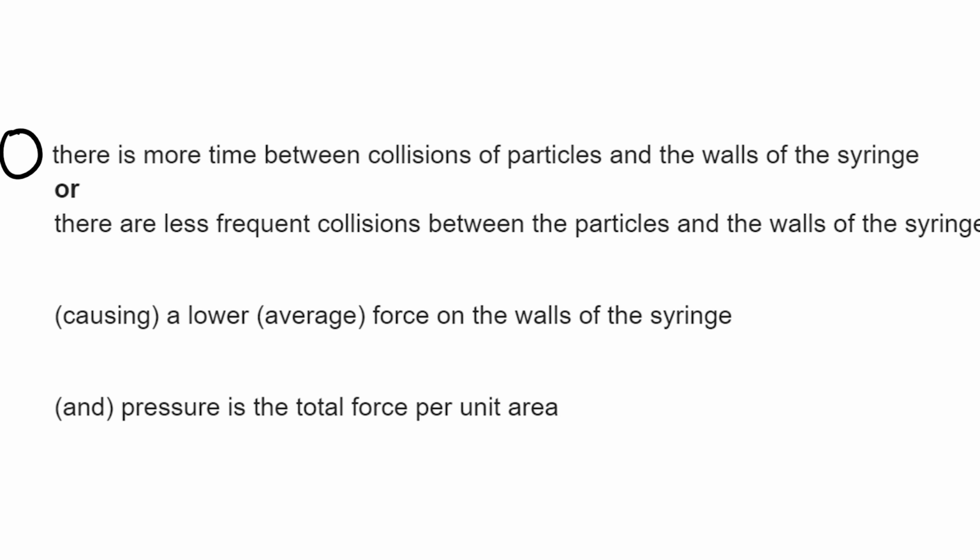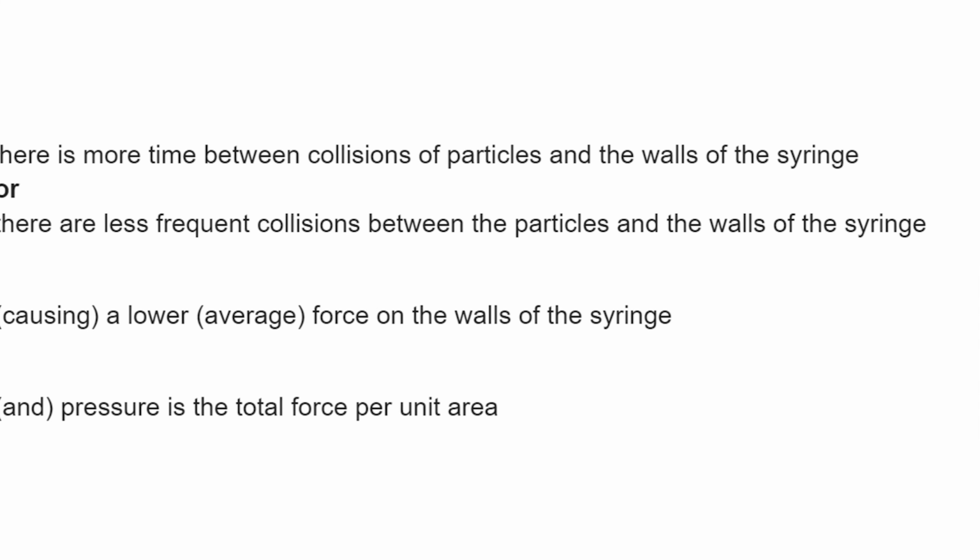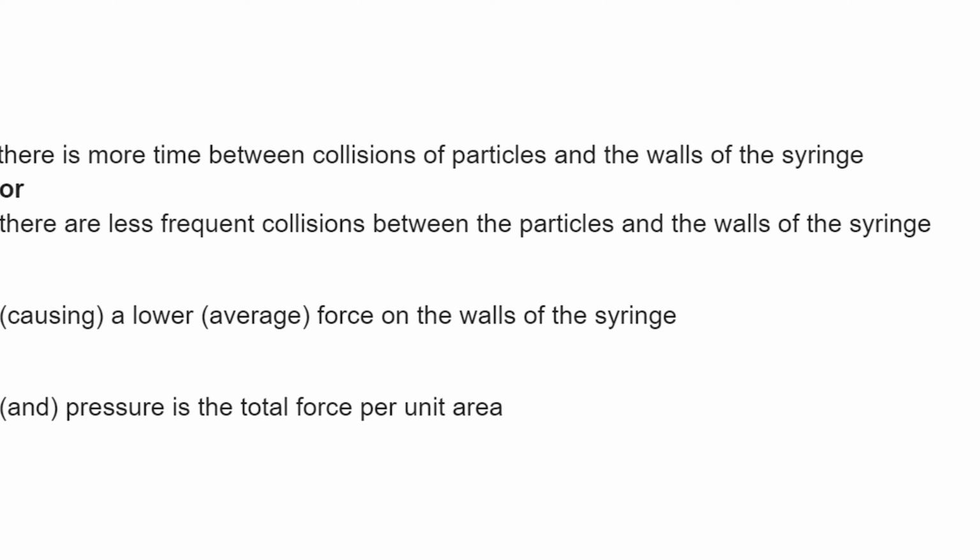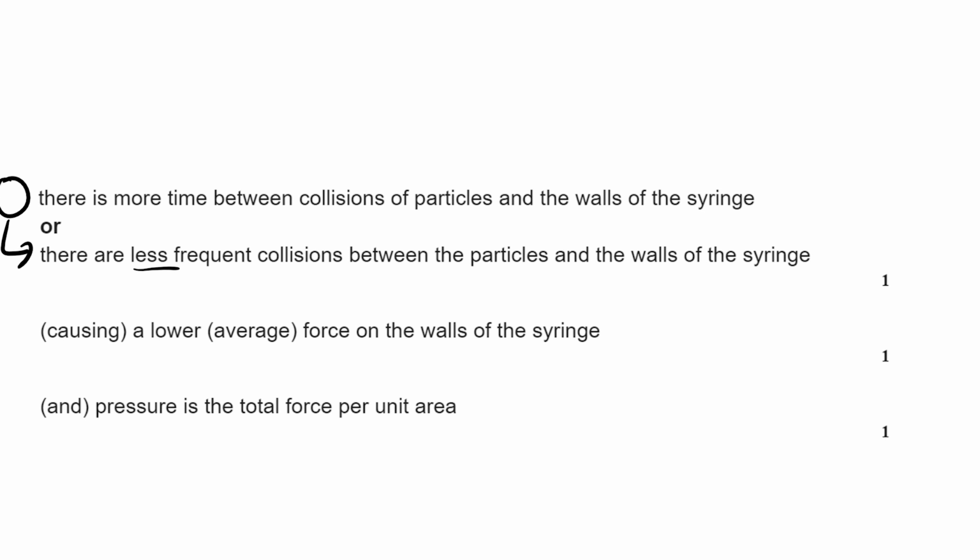Okay, mark number 1 is for saying there's more time between collisions, which is the equivalent of saying that my collisions are now less frequent than they were before between the particles and the walls of the syringe. That means there'll be a lower average force on the walls of the syringe. And since pressure is equal to force over area, that means there's a lower pressure in the syringe.